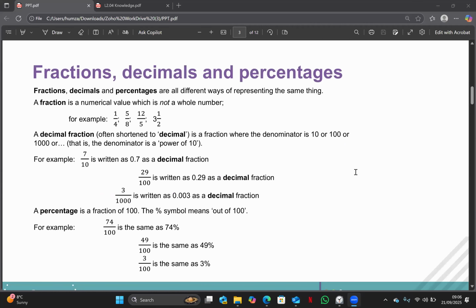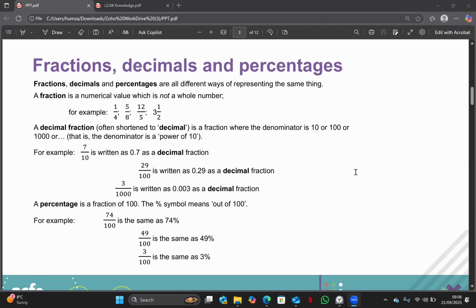So, fractions, decimals, and percentages are all different ways of representing the same thing. A fraction is a numerical value which is not a whole number. For example, 1/4, 5/8, 12/5, 3 1/2.